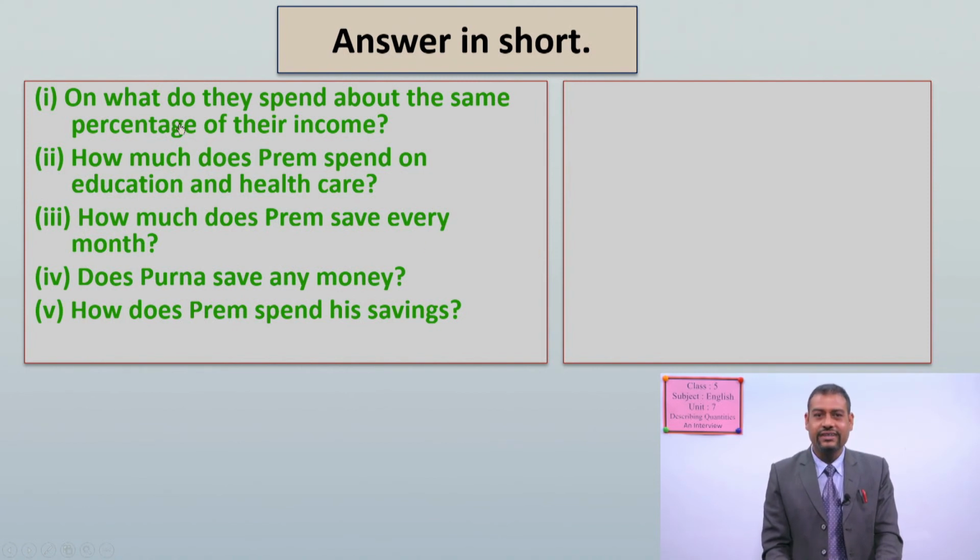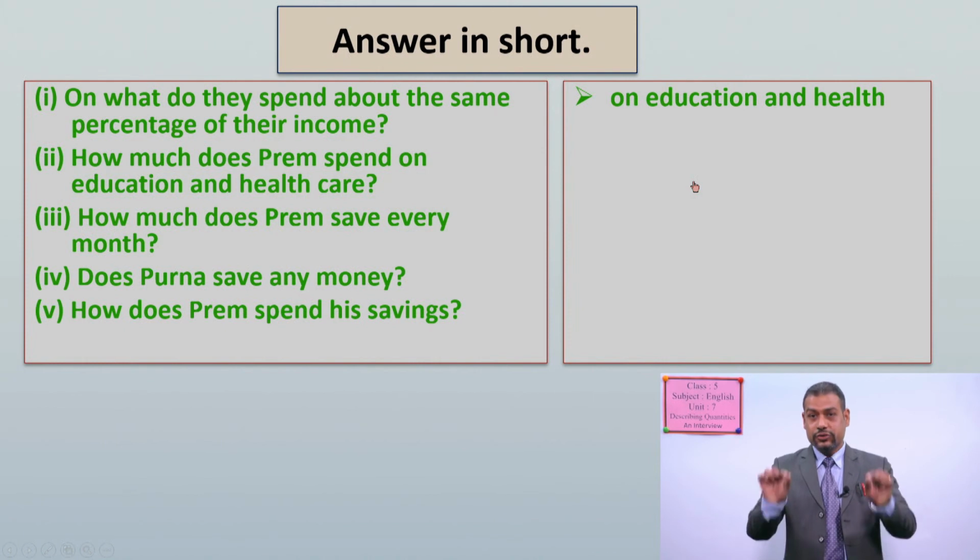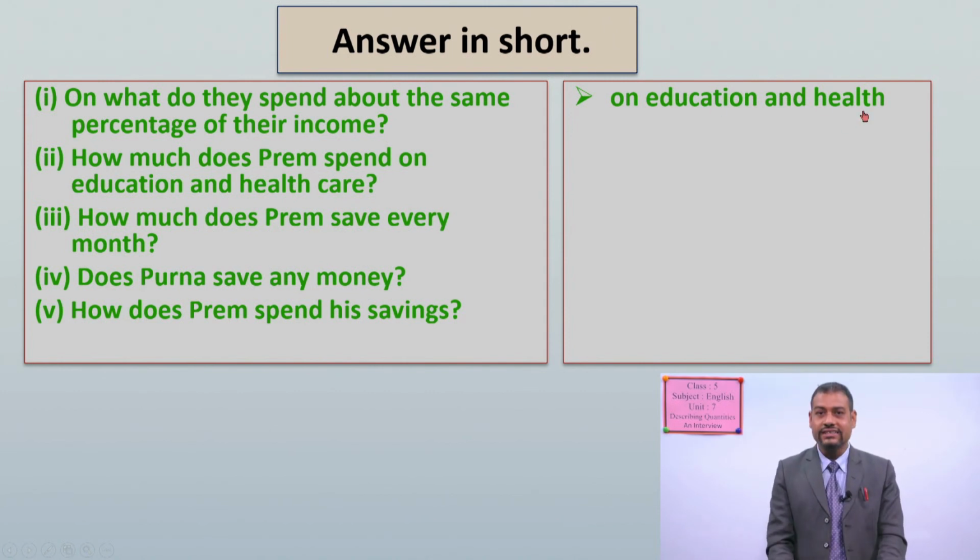Once again, the question is, on what do they spend about the same percentage of their income? And it is, let's say, on education and health. So how can you tell me? See, Prem spends 20% of his income on education and 20% of his income on health. Likewise, Purna spends 10% on education and another 10% on health. That is why they spend about the same percentage. Same percentage means by Prem 20% and by Purna 10%.